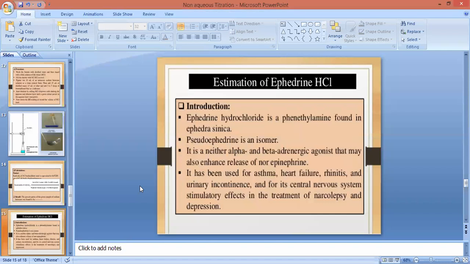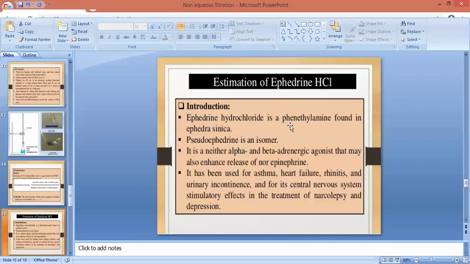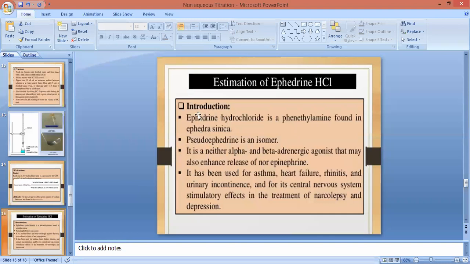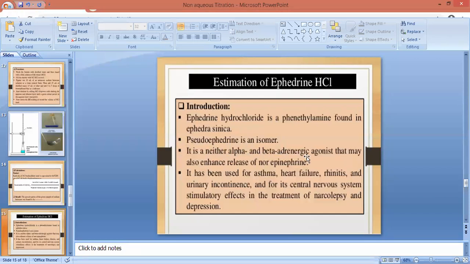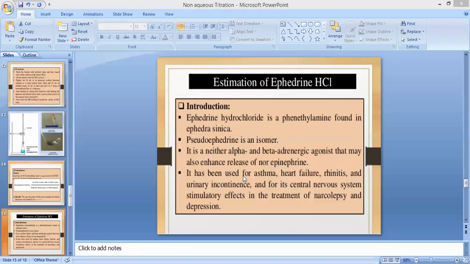Ephedrine hydrochloride is a phenylethylamine found in Ephedra sinica. This is the biological source of ephedrine hydrochloride. It is isolated from Ephedra sinica, and pseudoephedrine is an isomer of ephedrine hydrochloride. It is an alpha and beta adrenergic agonist that also enhances the release of norepinephrine. Therefore, it has been particularly used in the treatment of asthma, heart failure, rhinitis, urinary incontinence, and for its central nervous system stimulatory effect, that is, in the treatment of narcolepsy and depression.